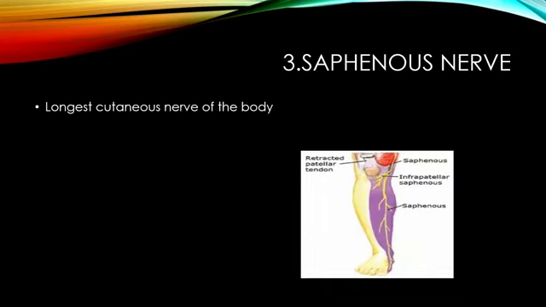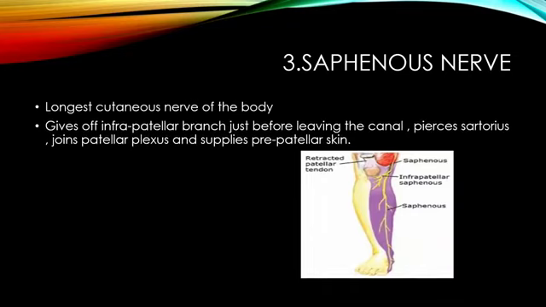So it is the longest cutaneous nerve of our body. It gives off an infrapatellar branch just before leaving the canal and pierces the sartorius, joins the patellar plexus, and supplies the prepatellar skin. So the saphenous nerve, as we saw in the femoral triangle, is the branch of the posterior division of the femoral nerve. It is the longest cutaneous nerve of the body also, and it lies lateral to the femoral vein and the femoral artery. And also it gives off an infrapatellar branch, as we can observe over here.